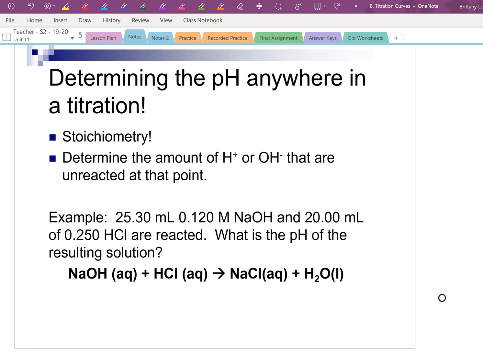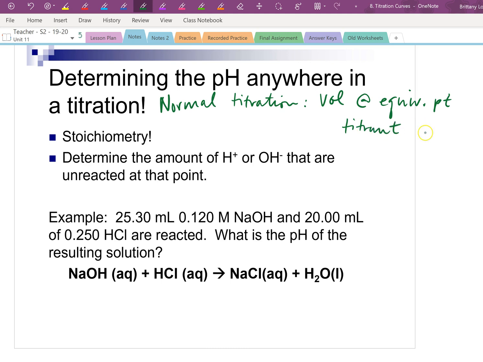Okay, so the new thing that we're going to add to this. A normal titration problem gives you the volume at the equivalence point of the titrant and its concentration and the volume of the analyte that you started with. So those are the three things that you typically have in a normal titration calculation. So what we're going to do now is change the question a little bit, and we're going to say over the course of a titration.